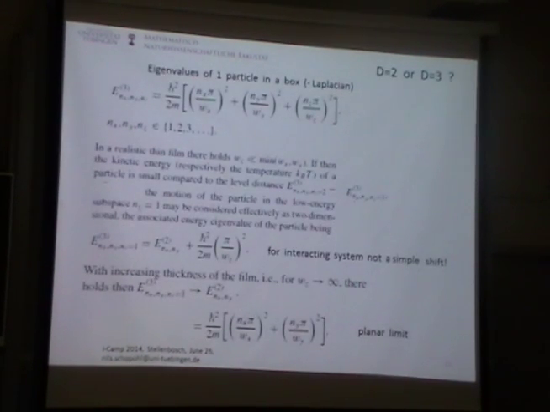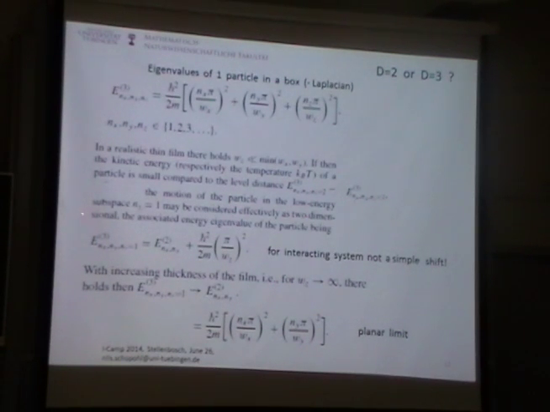So if I, for example, just confine myself to the spectrum of the Laplacian, which is described as a particle in a box of widths dx, dy, and dz, then all the integers nx, ny, and nz constitute, so to speak, the actualization of the possible energy levels. And in a realistic thin film, for example, you would have dz much smaller than either dx or dy. And if, say, the temperature or kinetic energy of my particle is small compared to the level distance between nz equal to 1 and nz equal to 2.